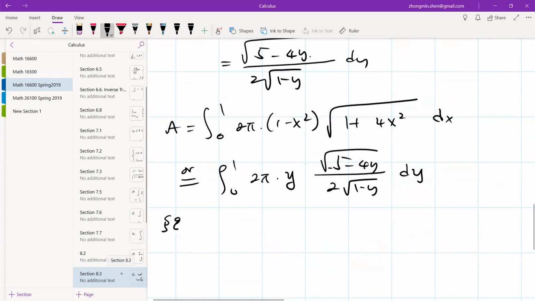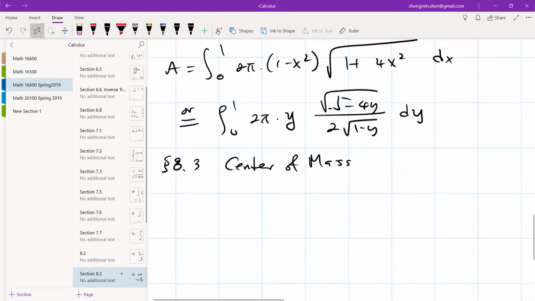All right. Section 8.3. We will focus on center of mass. How do we get a formula for the center of mass? We have to learn this calculus idea to get the formula. Then I run the formula now.